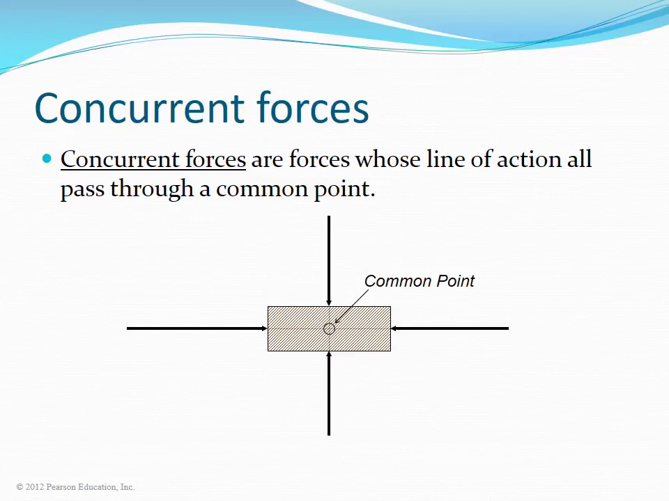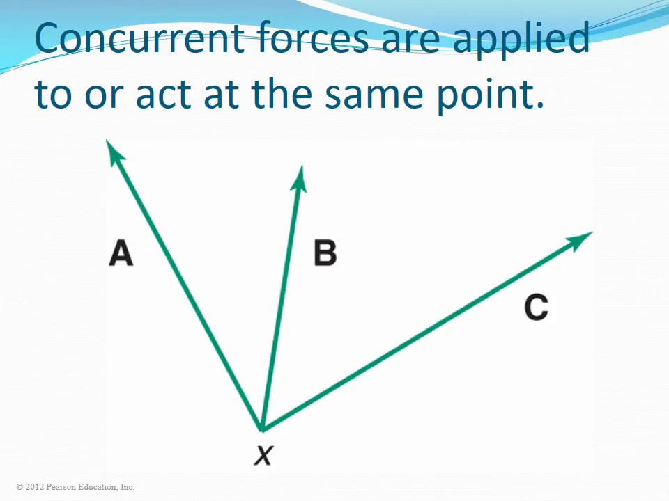Concurrent forces are forces whose line of action all pass through a common point. The figure shows four forces all acting on an object, and they all act on a common point, the center of the object. This figure shows three forces all acting on a single point labeled X.